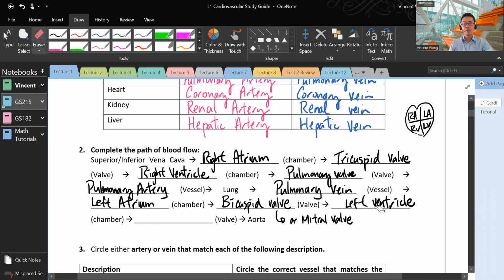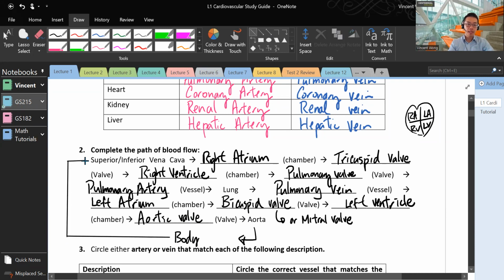Okay, and finally, the left ventricle will create a very forceful, strong squeeze that will push the blood through the aortic valve, which is found within the aorta. And then the aorta is going to distribute the blood throughout the body. And eventually from there, it is going to go all the way back to the heart via the vena cava. Any questions about any of these?